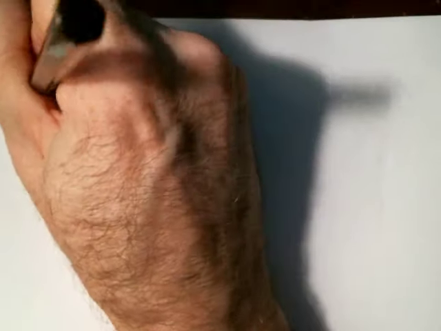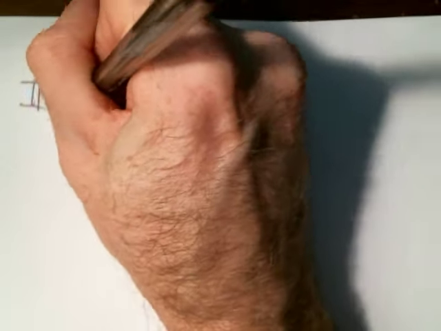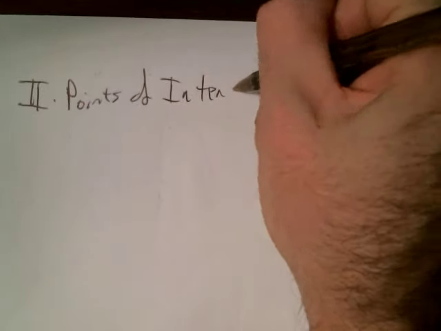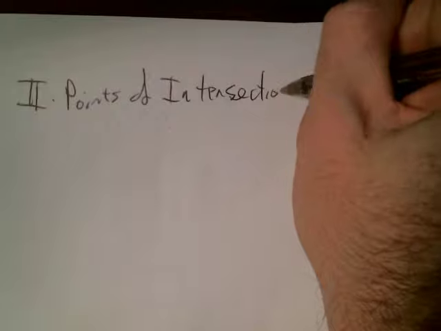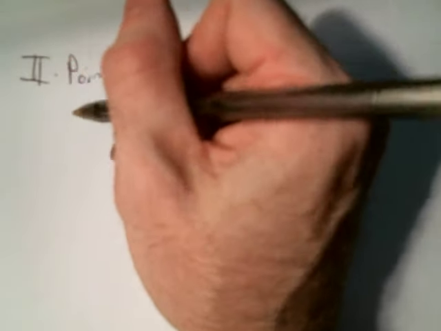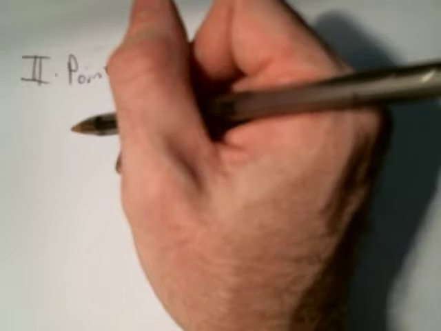All right. The next section then is finding intersection points of polar graphs. So, points of intersection. And this is important for finding the area between curves.